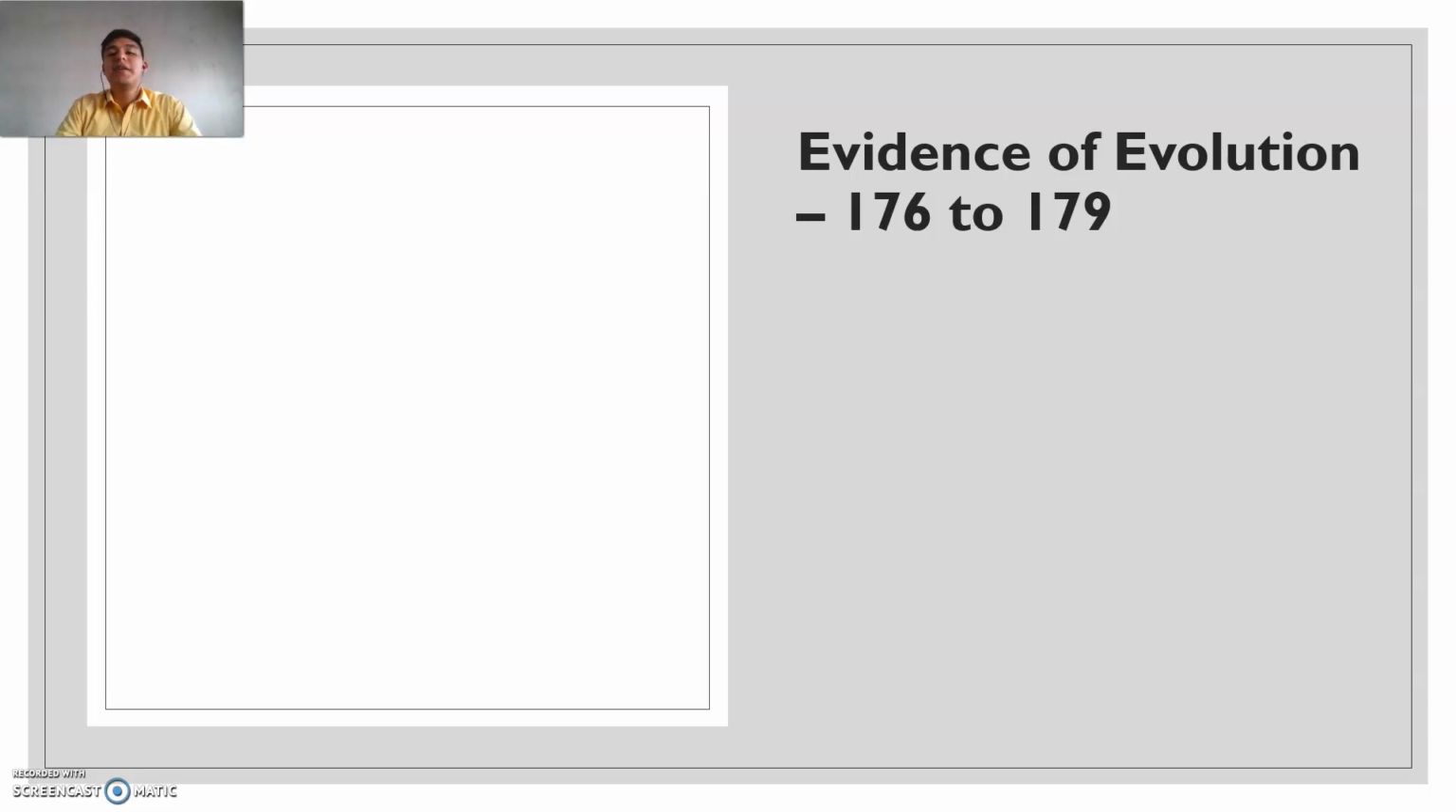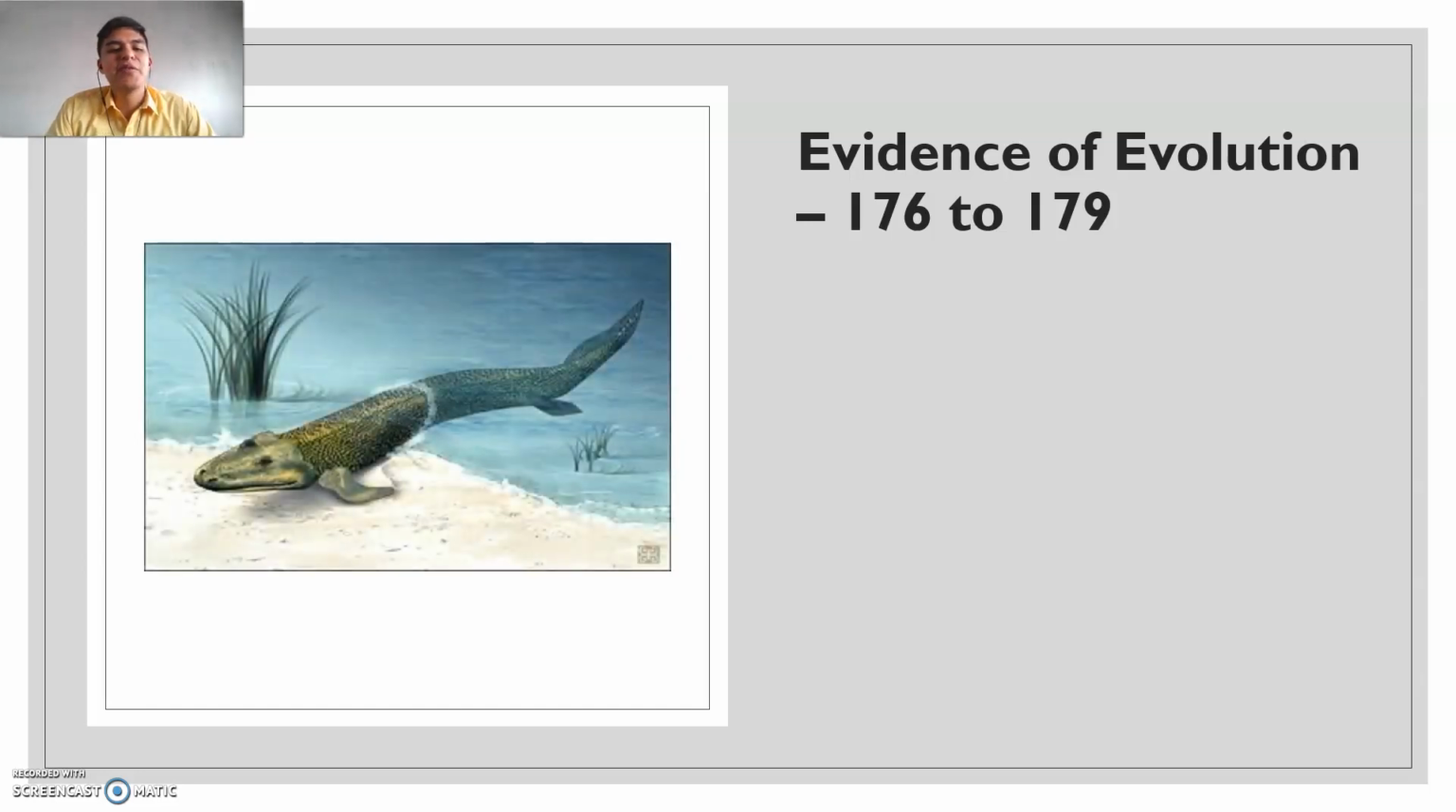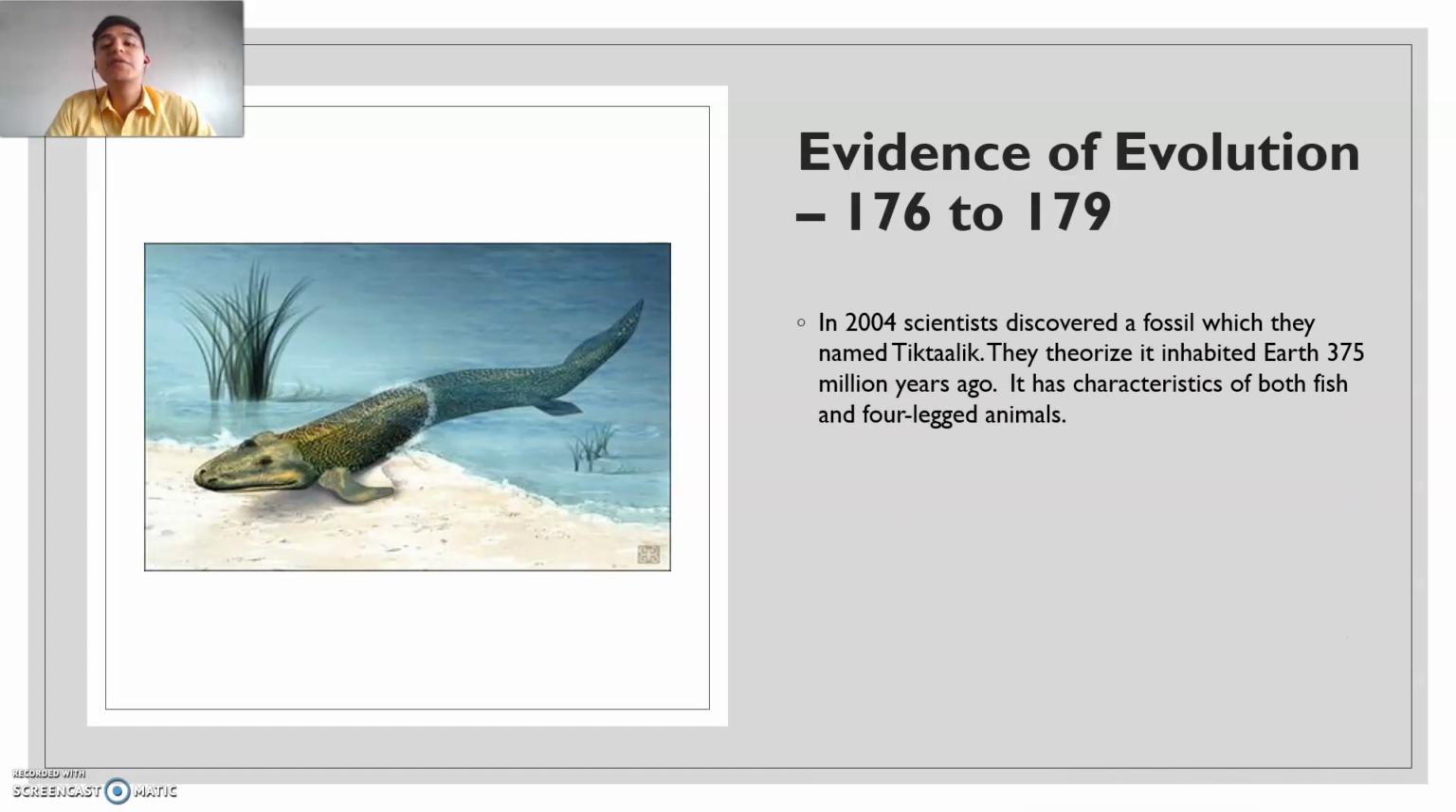All right, and we are going to discuss the evidence of evolution from pages 176 to 179. So this interesting animal or species that you can see right over here is going to be our main topic for today. So how is this animal related to evolution? In 2004, scientists discovered a fossil which they named Tiktaalik. They theorized it inhabited Earth 375 million years ago. It has characteristics of both fish and four-legged animals.